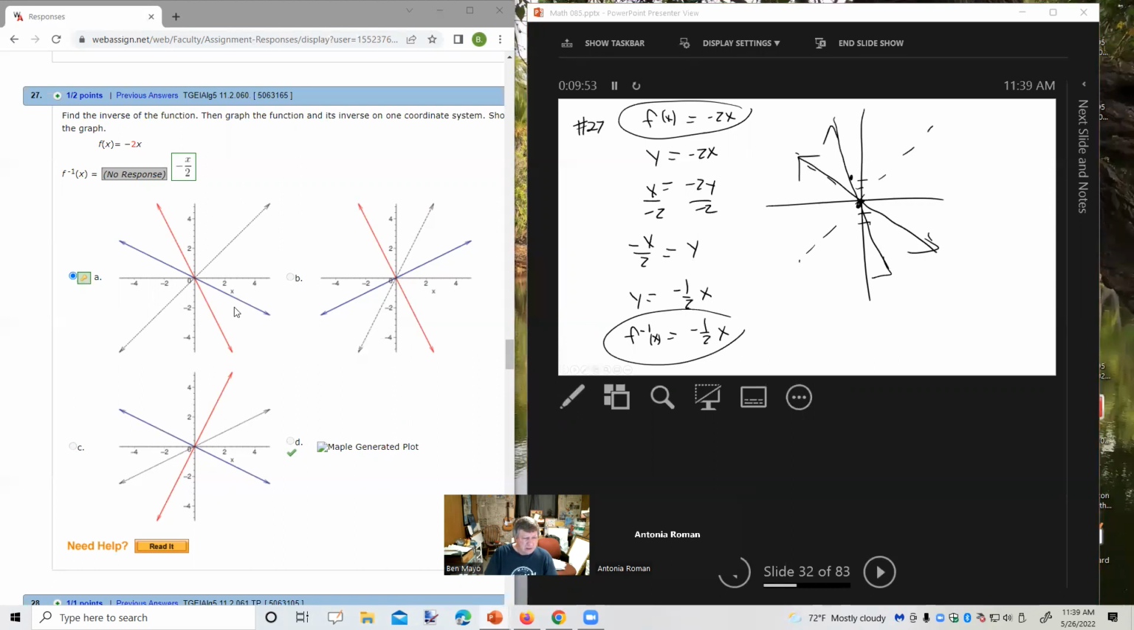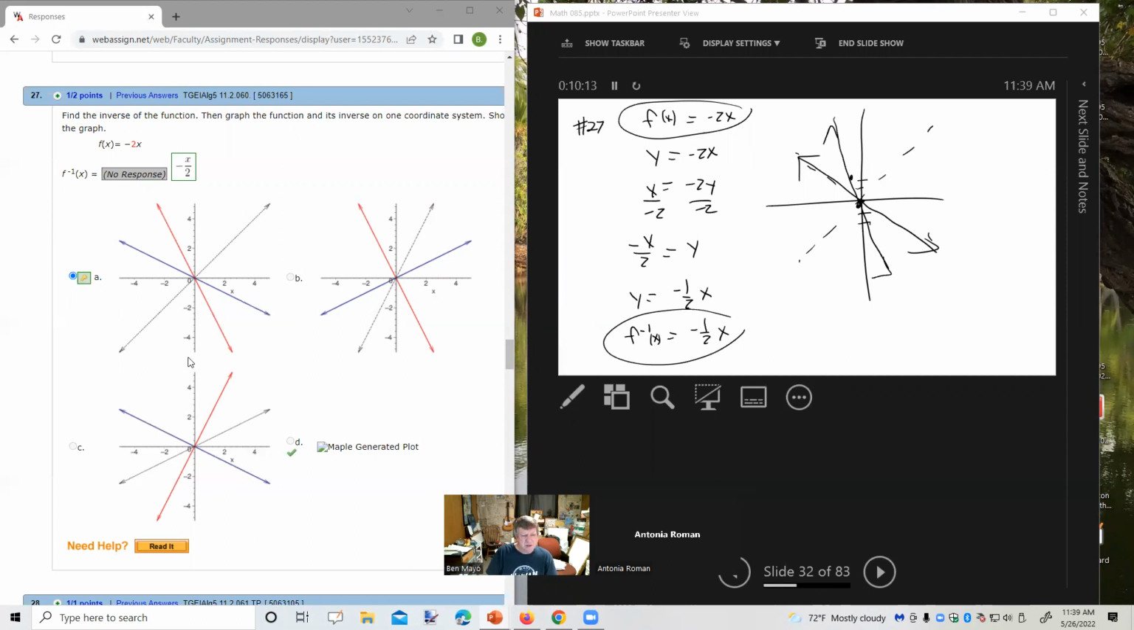Well, let's see. I can tell that B is wrong because the dotted line doesn't go y equals x. You see what I'm saying there? Likewise here. So this is the only one of the 3 originally given.